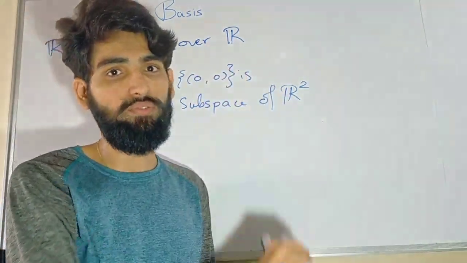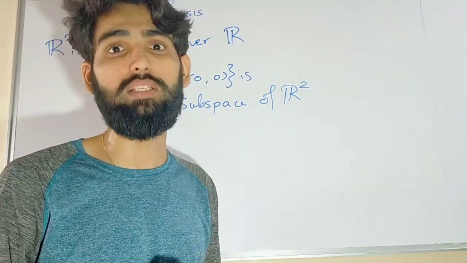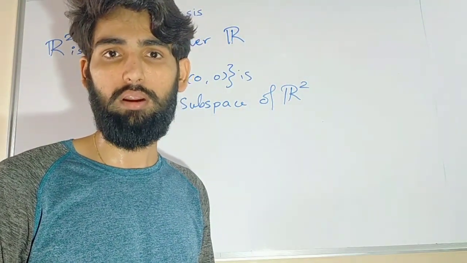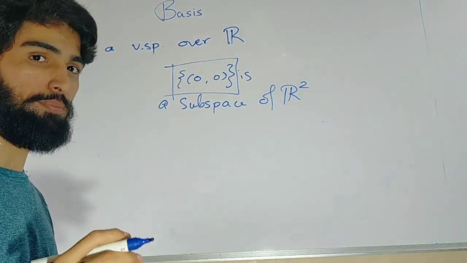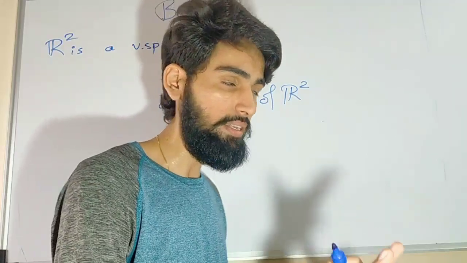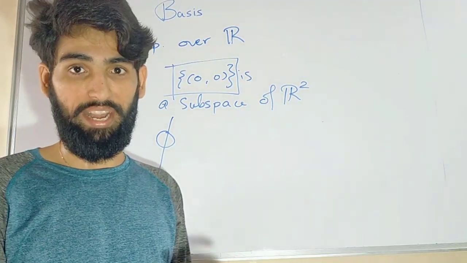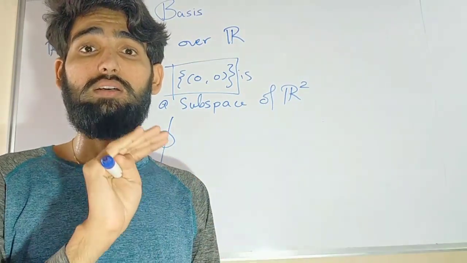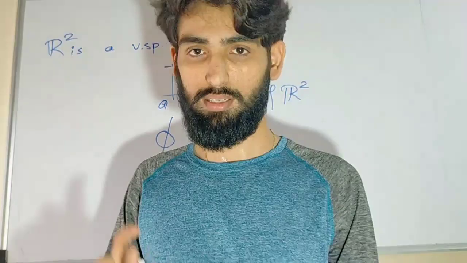What could be the basis for this? This is an interesting question. The basis for such a vector space, that means a zero vector space, is defined to be phi. Yes, this is right. The basis for the singleton 0 is defined to be phi. Okay, this is a note for you guys.